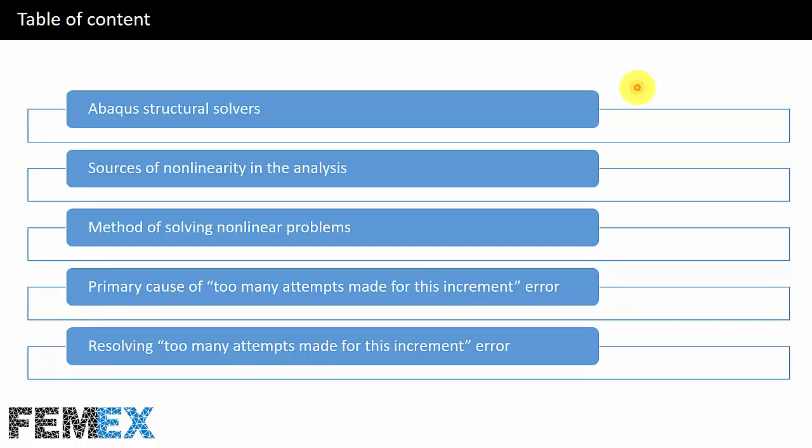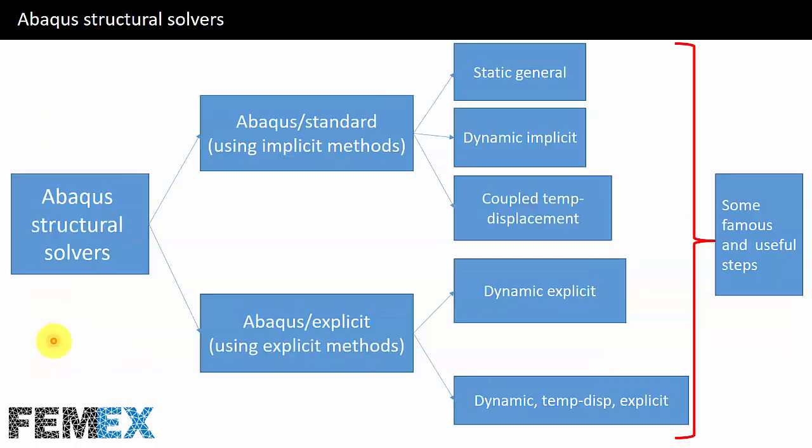This is the table of contents of this video. First, I explain the Abaqus structural solvers. Then I explain sources of nonlinearity in the analysis. After that, I explain the method of solving nonlinear problems. Then I explain the primary cause of the too many attempts made for this increment error. And finally, I explain the ways of resolving this error.